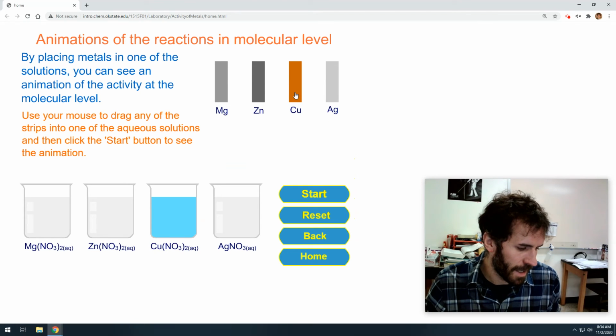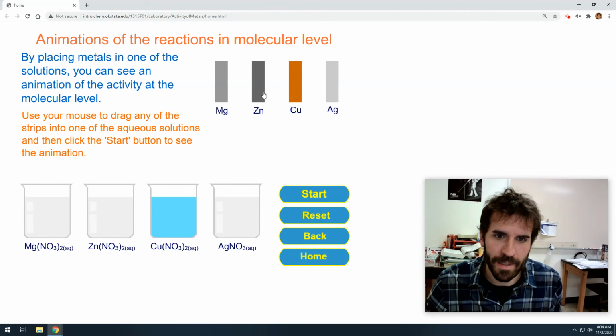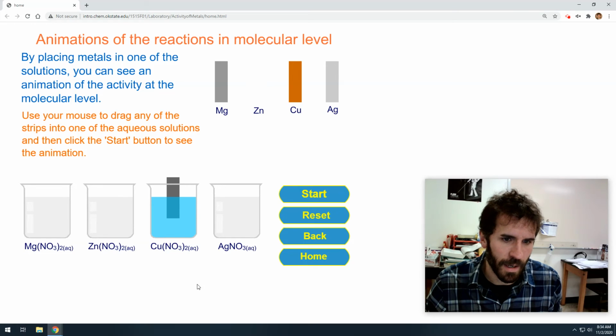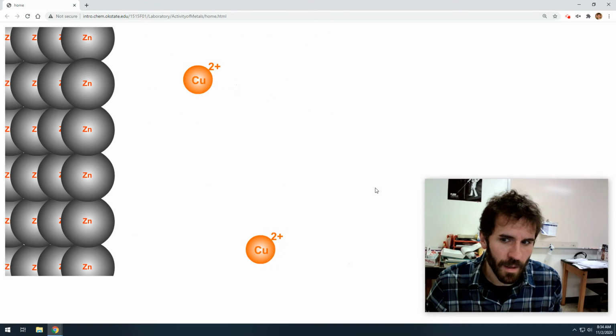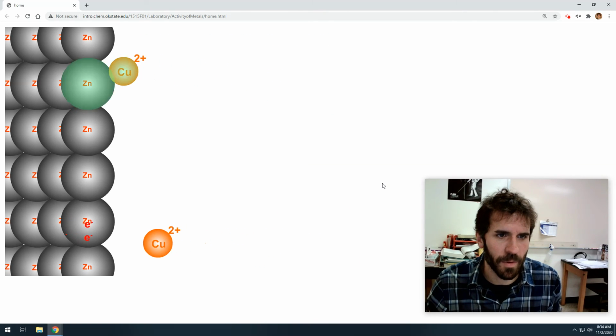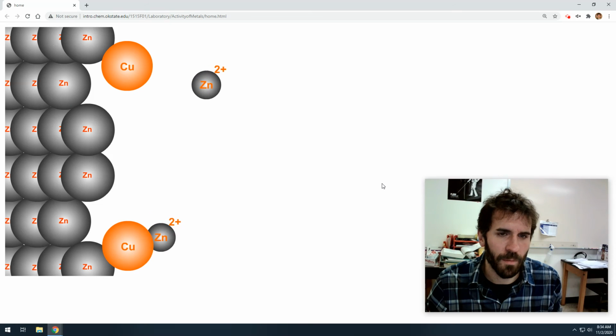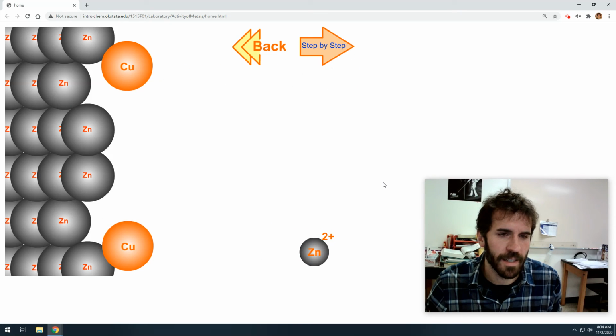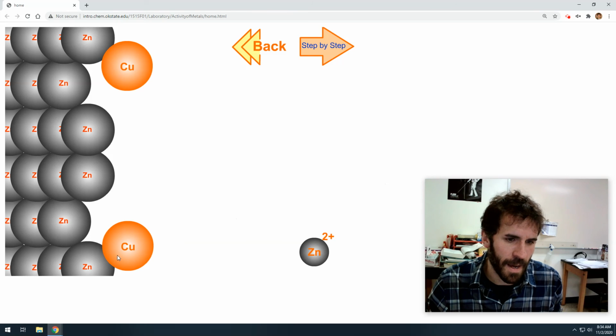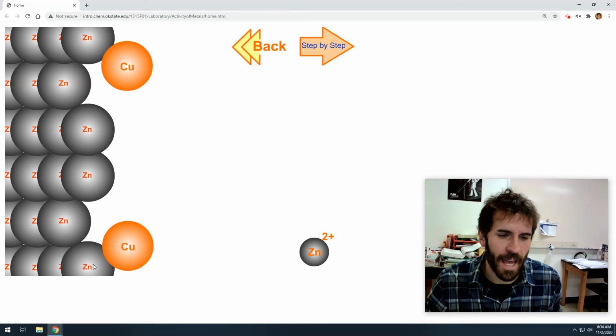If I look at what happens when I put my zinc into copper, for instance, this was one where we saw a pretty noticeable color change. Again, what we're seeing is a redox reaction. It's an exchange of electrons. And what we see is that some of the copper ions converted into atoms, and some of the zinc atoms converted into ions, and that's because they've exchanged a pair of electrons.